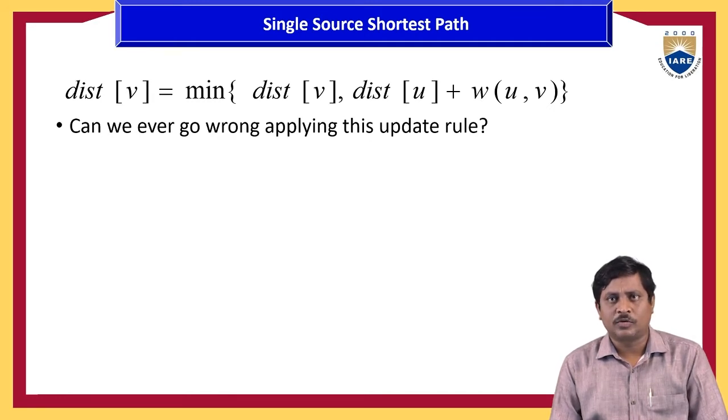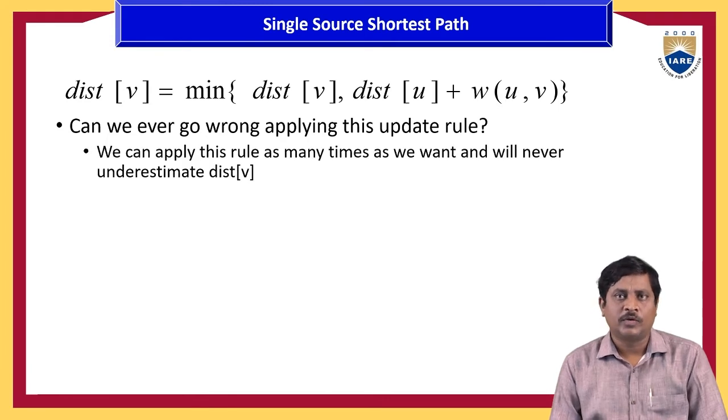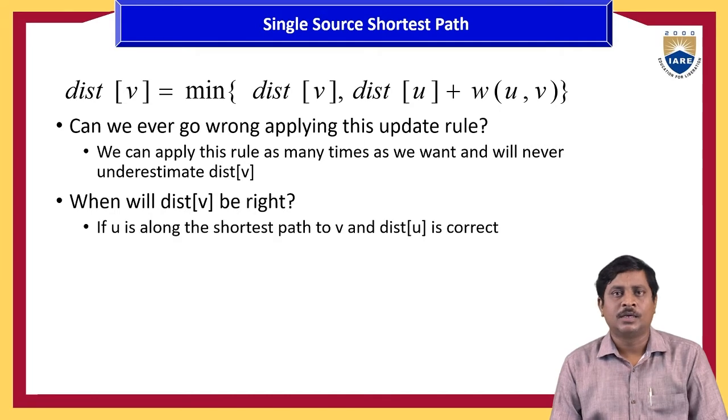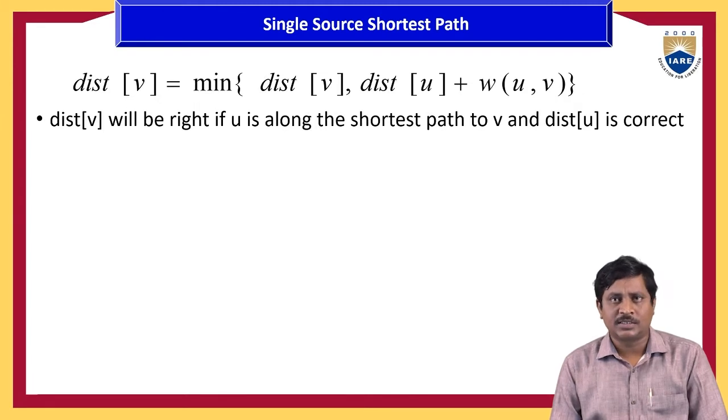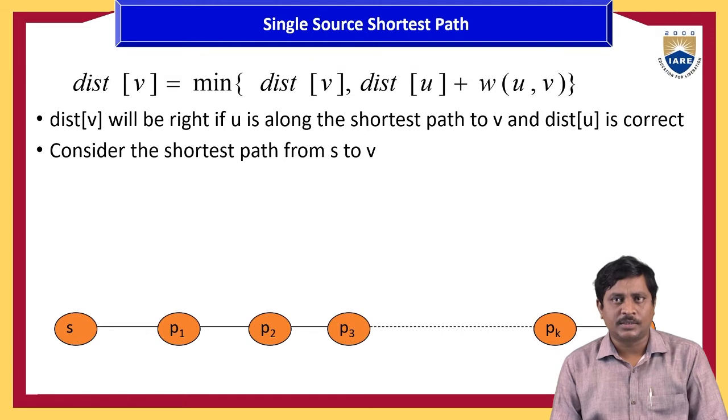Can we ever go wrong applying this update rule? We can apply this rule as many times as we want, and it will never underestimate distance of V. So when will distance of V be right? If U is on the shortest path to V, in that situation distance of V will be right. Distance of V will be right if U is along the shortest path to V and distance of U is also correct. Now consider one shortest path from S to V.